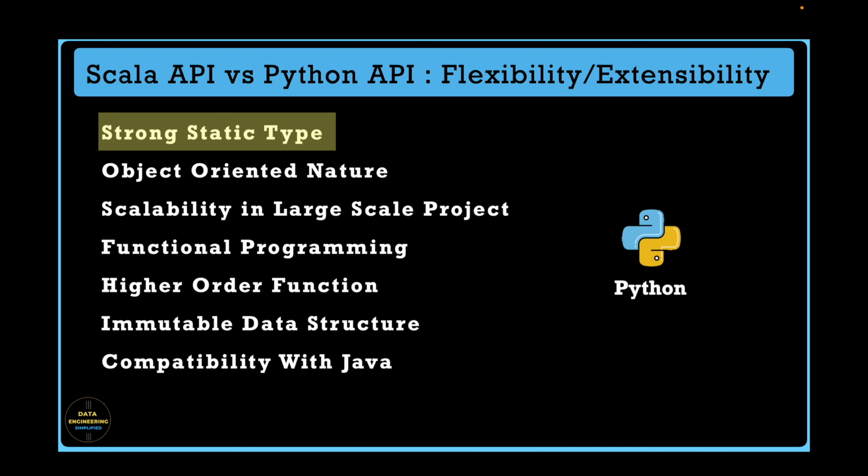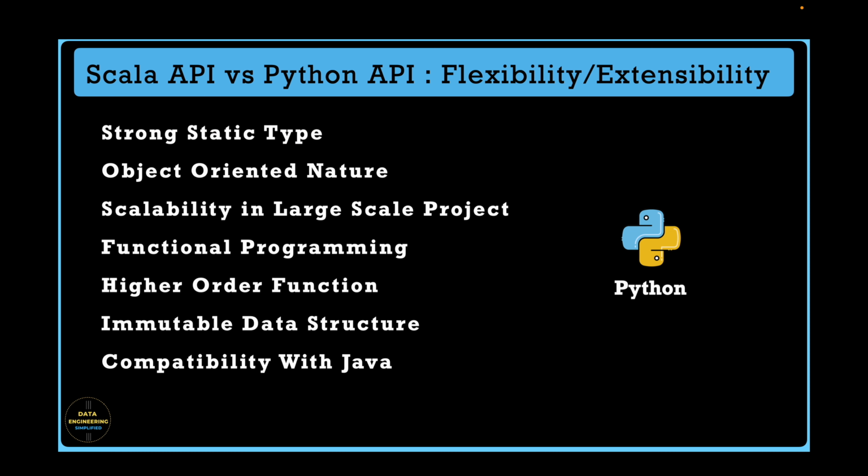On the other hand, Python is a dynamically typed language, which means that variable types are determined and checked at runtime rather than during compilation. While dynamic typing provides flexibility and convenience, it can also introduce certain challenges like type errors, readability, maintainability, and performance overhead.